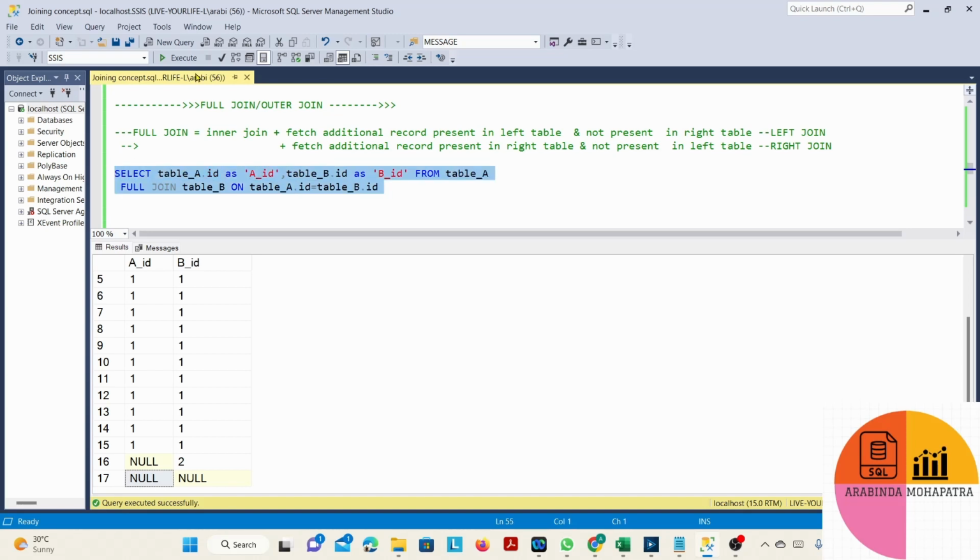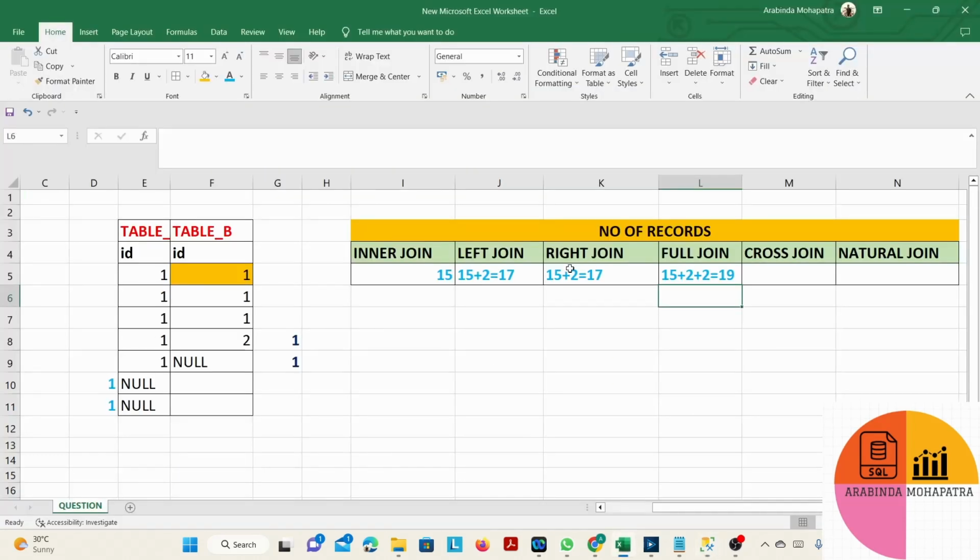Basically, the full join is equal to the full outer join. It will work in a similar fashion, just the naming has a little bit of outer in it. Here you will be able to see these four additional records get fetched on top of the inner join. Now we'll see the last one, the cross join.